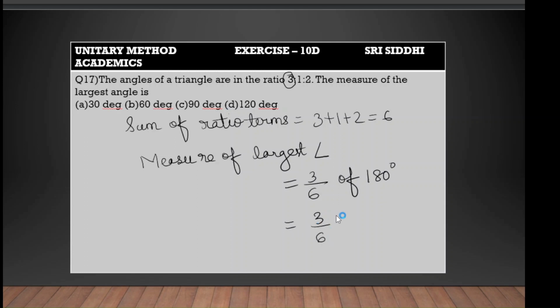So, 3 by 6 into 180: 6 ones are 6, 6 threes are 18 and 0. So, 3 into 30 will be 90 degrees. That is the measure of the largest angle. So, option C for question number 17 is the correct answer. Let's move to the next question.